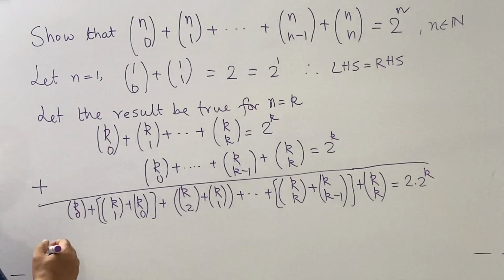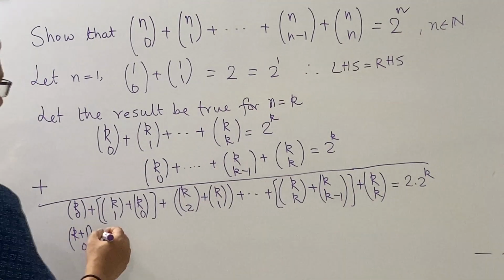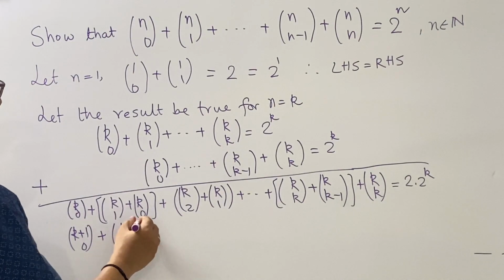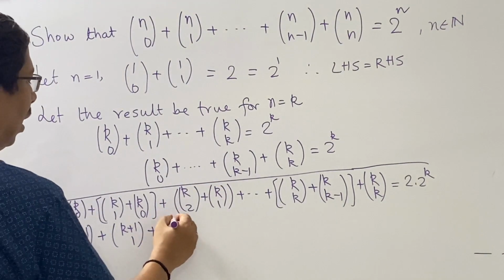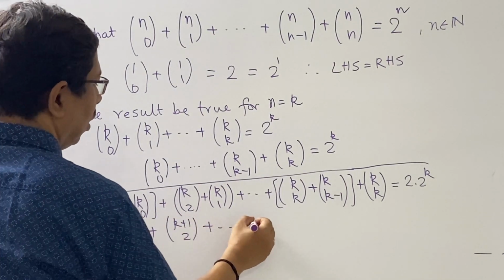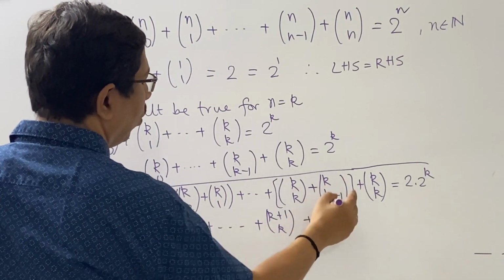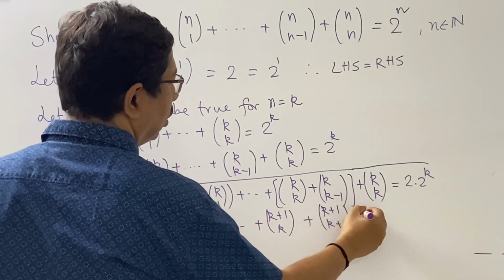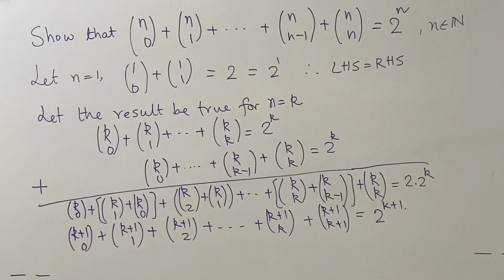now kC0 is 1, so we can write this as k plus 1 C0. k plus 1 C0 is also 1, and we note that kC1 plus kC0 is nothing but k plus 1 C1. Similarly, kC2 plus kC1 is k plus 1 C2, and so on. We get k plus 1 Ck, and finally we will write kCk, which is 1, as k plus 1 C k plus 1, and that is equal to 2 to the power k plus 1. Thus we see that the result is true for n is equal to k plus 1.